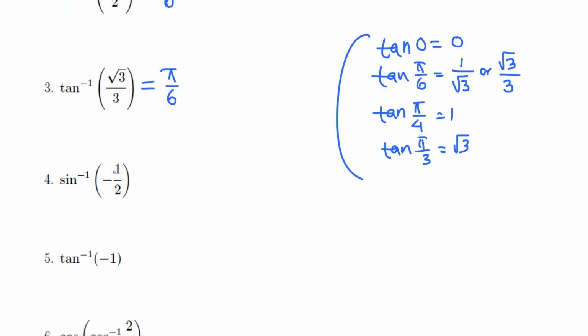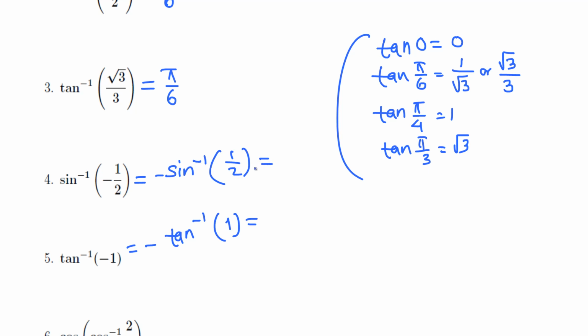Sine inverse of negative 1/2. For sine inverse and tangent inverse, we can pull the negative outside. I would just pull the negative out, do sine inverse of 1/2, and go from there. Same thing here. For tangent inverse, pull the negative outside, tangent inverse of 1. And for sine inverse of 1/2, look at the unit circle.